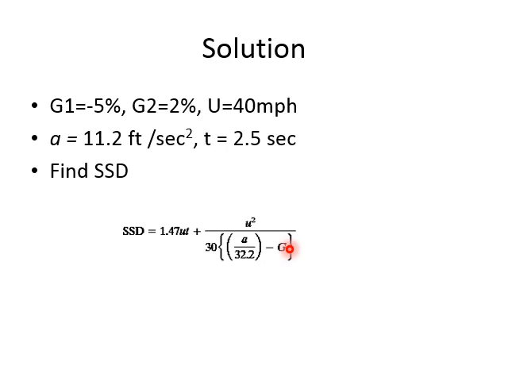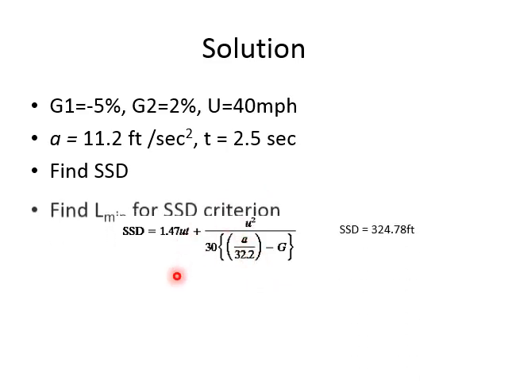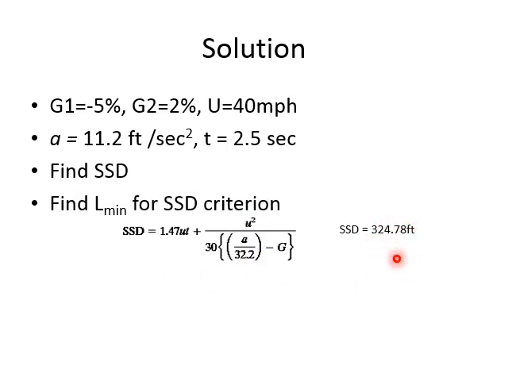So just put G as 5 here and U as 40 and A as 11.2, T as 2.5, and you get the stopping sight distance as 324.78 feet. And then we need to calculate the length according to this criteria.